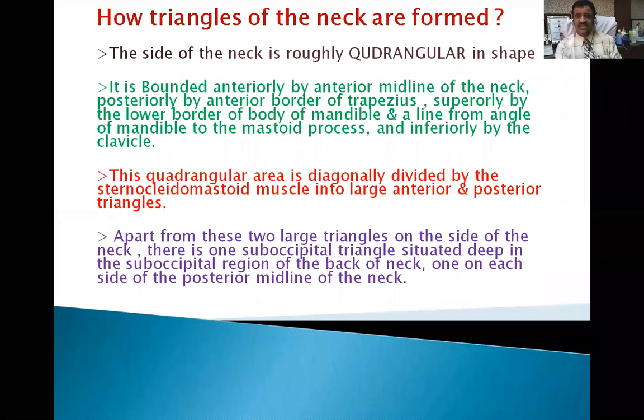Now apart from these two large triangles on the side of the neck, there is one suboccipital triangle situated deep in the suboccipital region of the neck, on the back of the neck, on each side of the posterior midline. So this suboccipital triangle is not part of either the anterior triangle or the posterior triangle. It is a different triangle which is present only on the back of neck, one on each side of the midline. Okay, let us proceed further.